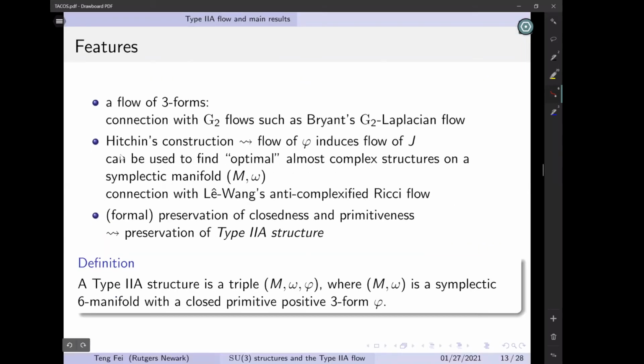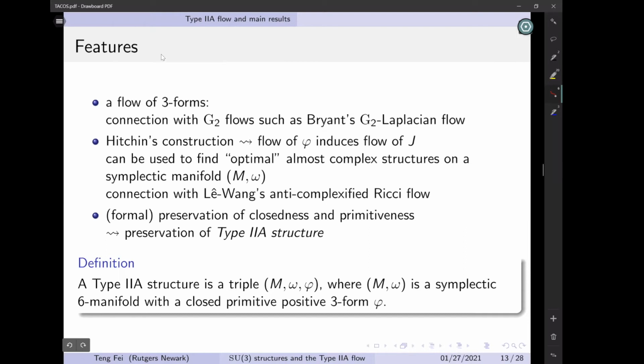So there are many features of this flow. First, this is a flow of a 3-form. Another famous example of a flow of a 3-form is the G2 flow, such as Bryant's G2 Laplacian flow. And in fact, there is a connection between our flow and Bryant's G2 Laplacian flow.